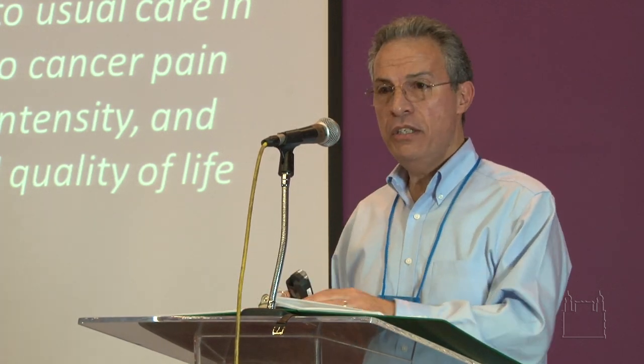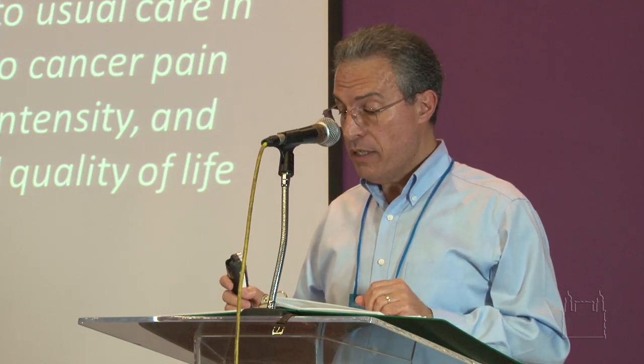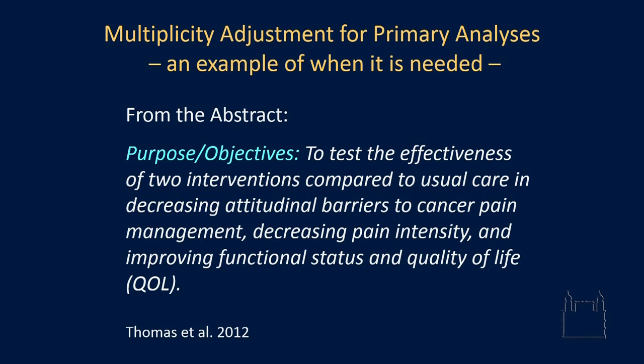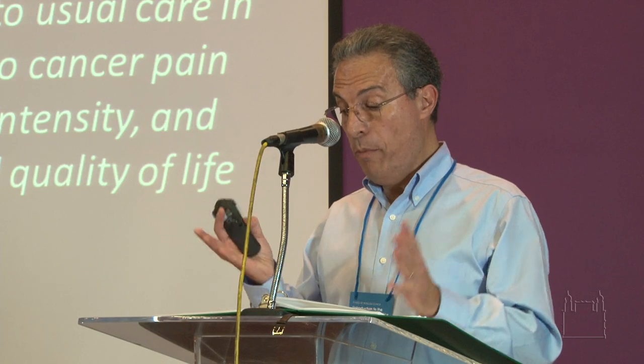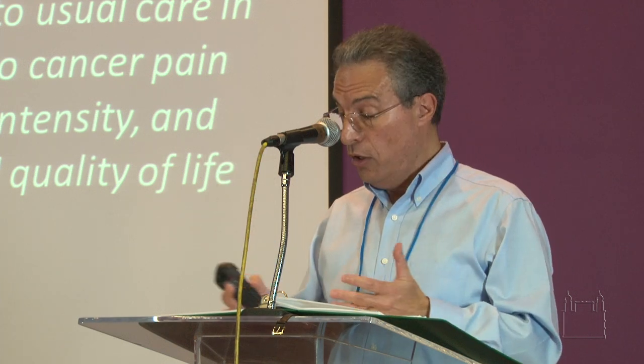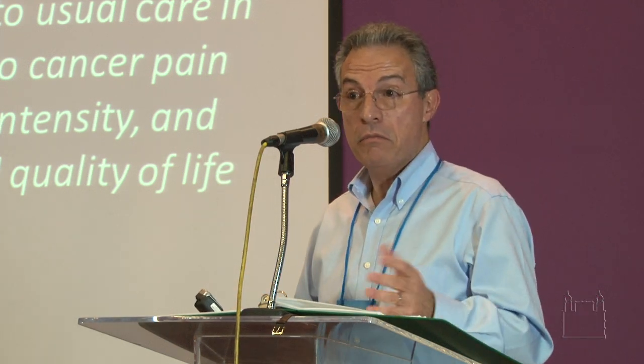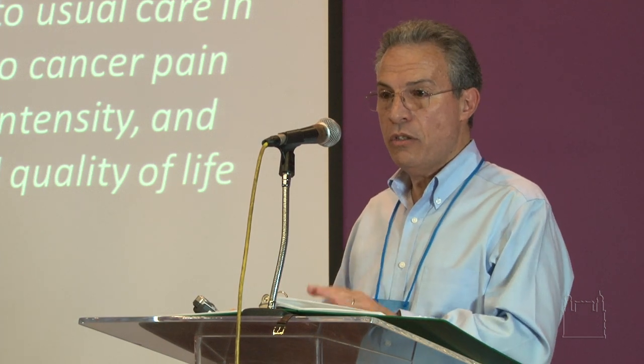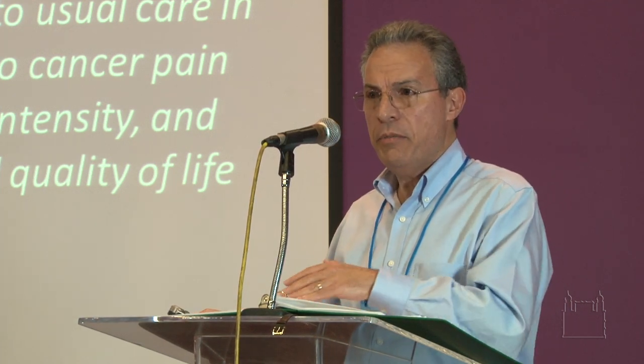So here's from the abstract. It says, purpose objective, to test the effectiveness of two interventions compared to usual care in decreasing attitudinal barriers to cancer pain management, decreasing pain intensity and improving functional status and quality of life. Okay? So you read the objective. This is in the abstract, so obviously it is very important. Objective, purpose, objective of the study. You read it and you say, okay, what's the big deal? There's no big deal. It's certainly not wrong. But let's look at this statement a little bit more closely.